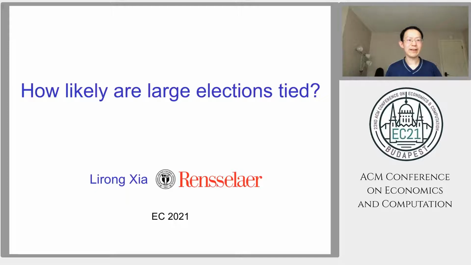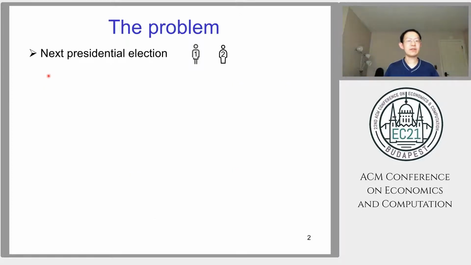Hello, everyone. I'll be talking about the paper titled How Likely Are Large Elections Tied? Imagine that the next presidential election is going to be held soon, and there are two presidential candidates, candidate 1 and candidate 2. There are n voters.